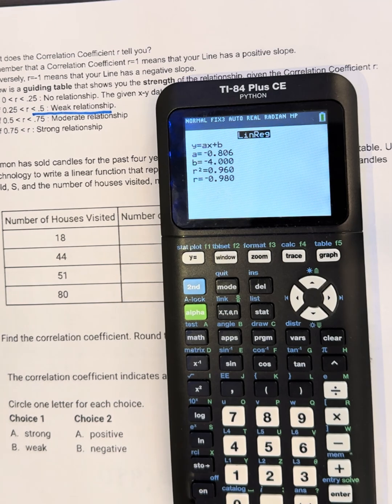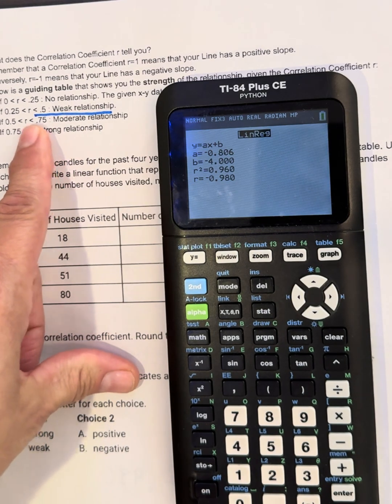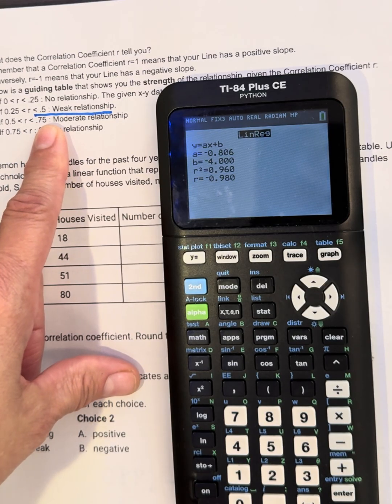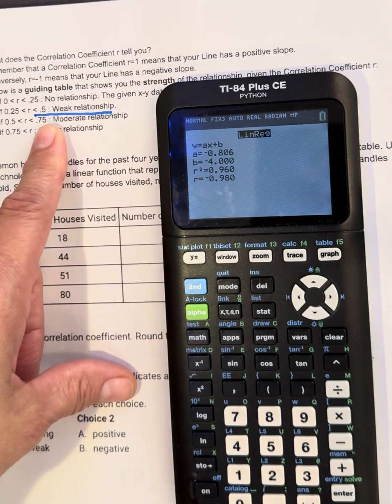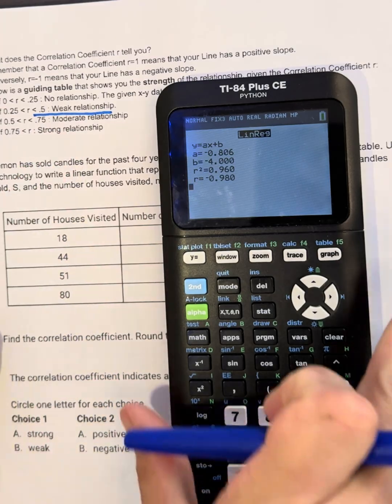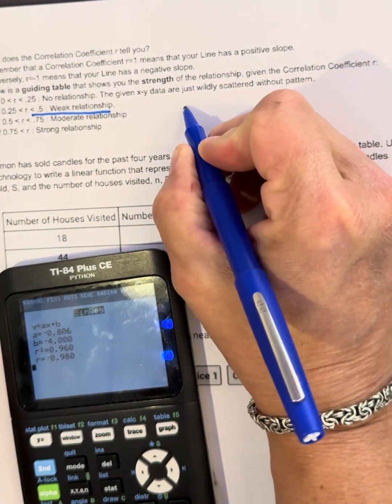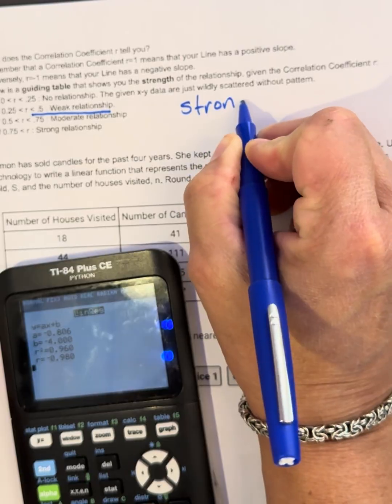So a perfect one is 1. So when we do 2 points, you're gonna get a 1 every time. So is 0.98 pretty close to 1? Yes. And so the cutoff is 0.5. So if it's less than 0.5, it's weak. If it's greater than a half, it is strong. So our first one would be strong and negative.